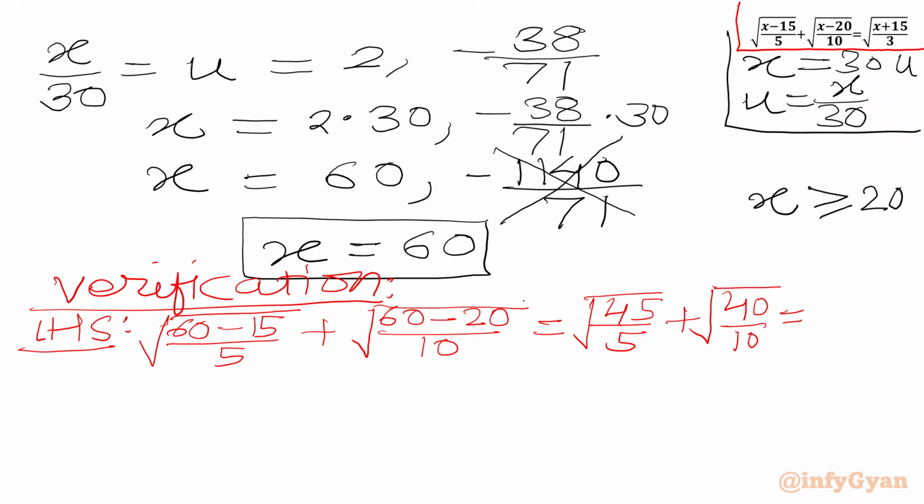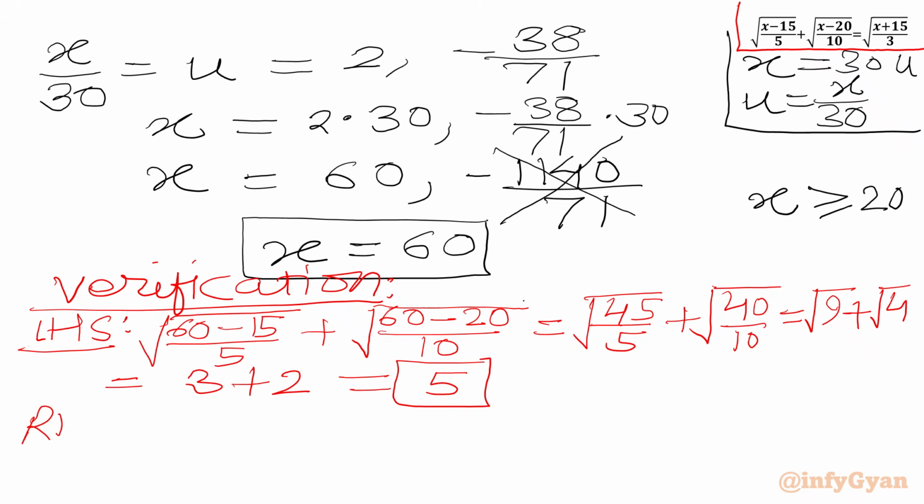45 over 5 is 9, so square root 9, plus 40 over 10 will be 4, so square root 4. So we will get LHS equal to square root 9 is 3, square root 4 is 2, LHS will be 3 plus 2, 5.